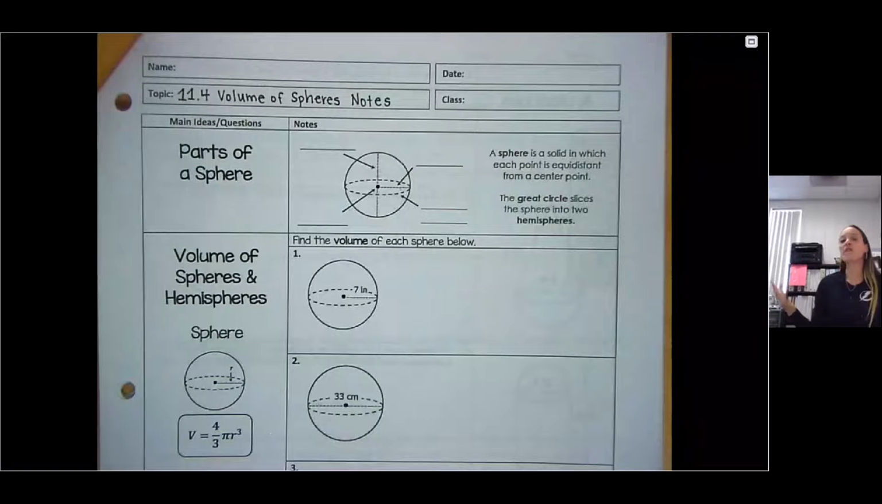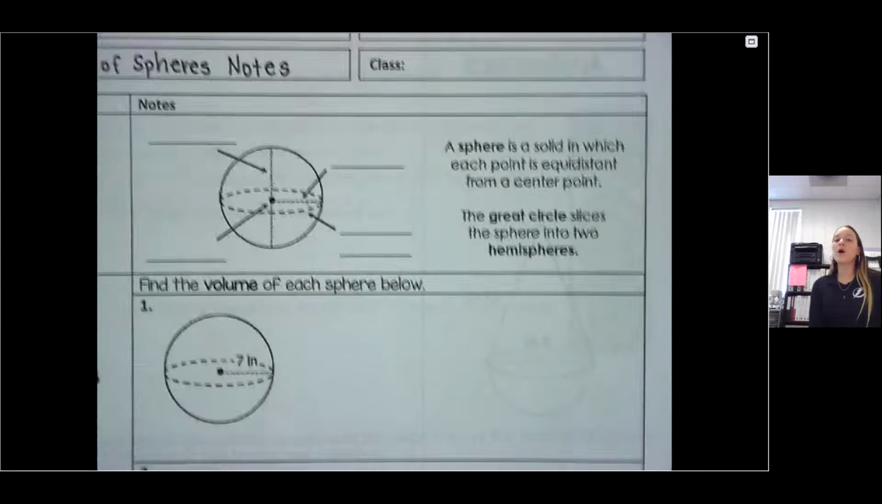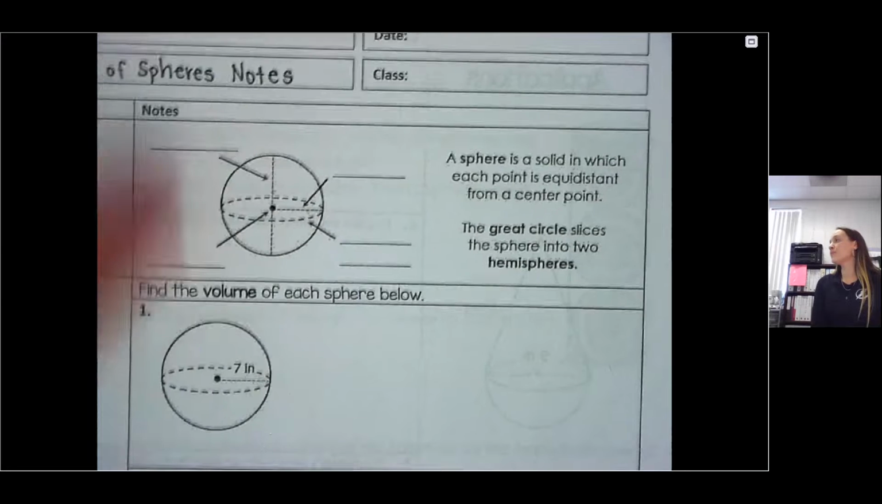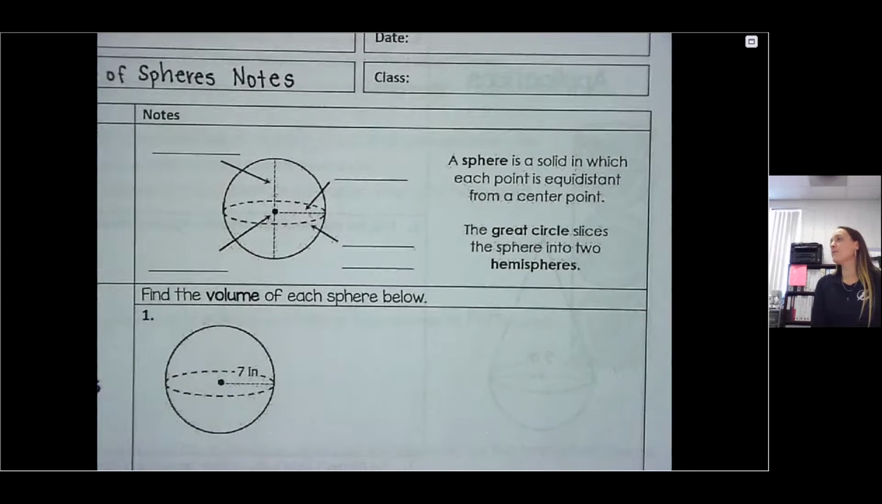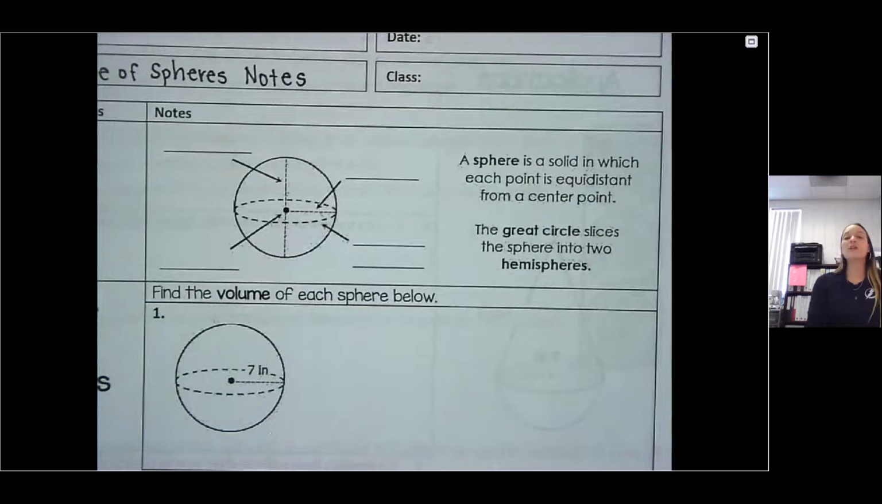Cylinders. So we've done the 4 main ones now. We're on our last one, which is volume of spheres. Before we can actually do anything though, we're going to label the parts of a sphere. At the top of your page, you see parts of a sphere there.